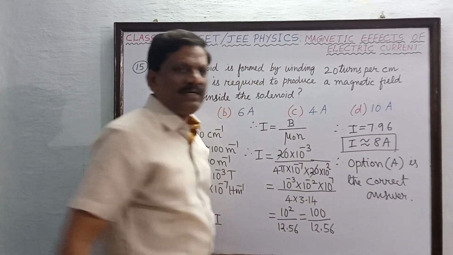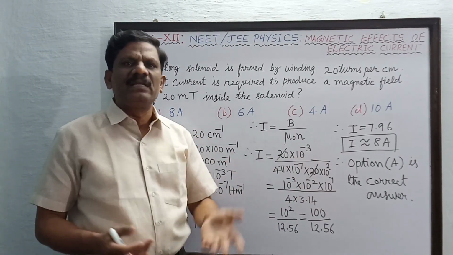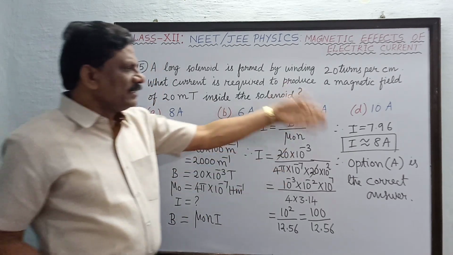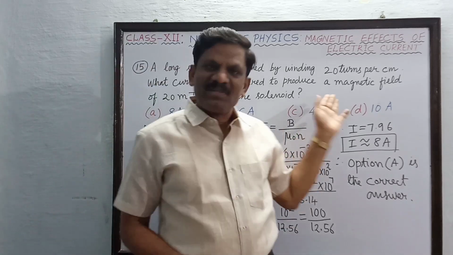So it's a very, very direct problem. Only here the number of turns per unit centimeter has been converted into per meter. After this, it is very easy to solve such MCQs. I hope you must have understood them fine.